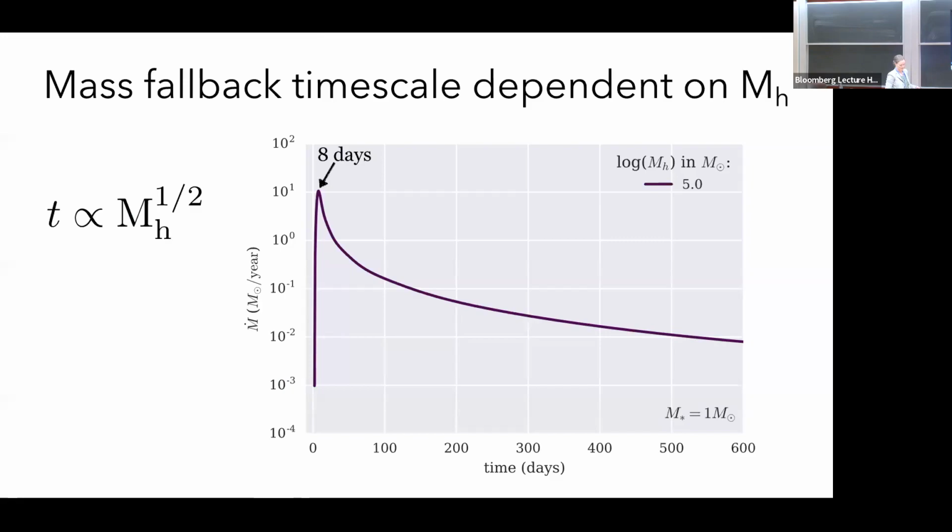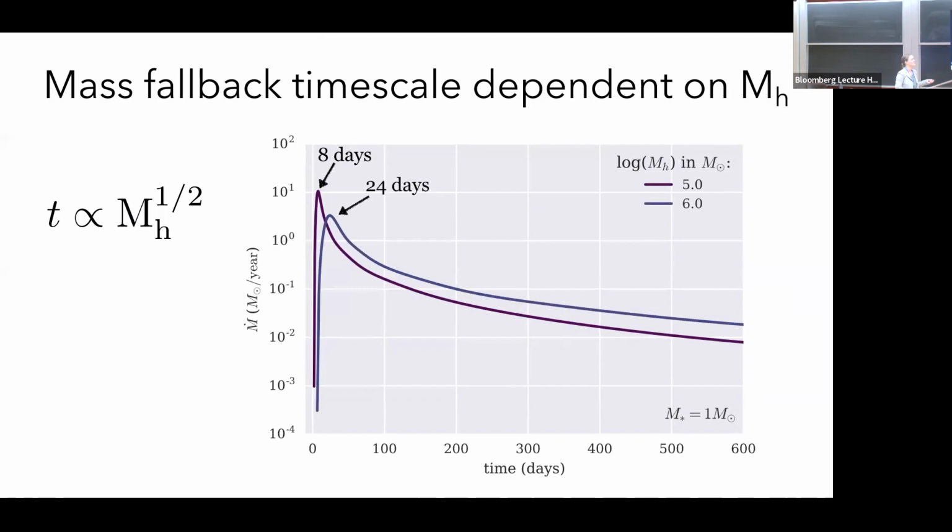And so theoretically we predicted that we'd have this dependence of the mass fallback rate on the black hole mass. And that's because of the dependence on the orbital energy. And so this is a plot of the mass fallback rate for the disruption of a one solar mass star by a 10^5 solar mass black hole. And if we increase the black hole mass, you can clearly see this dependence in the mass fallback rate. And so this is the feeding source for the event.